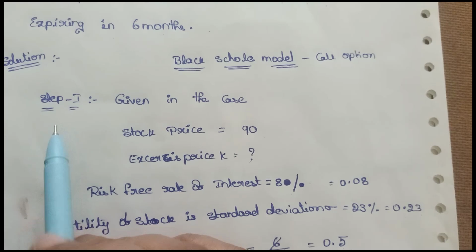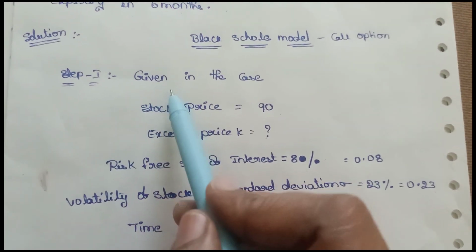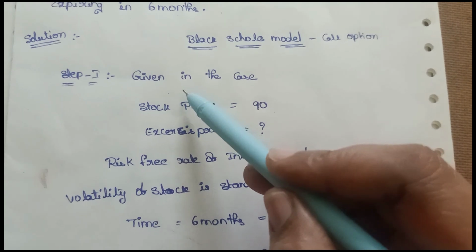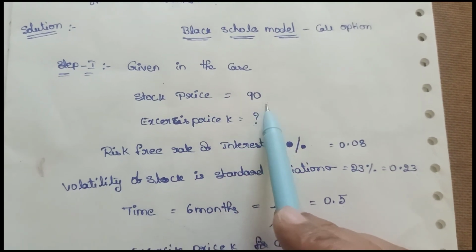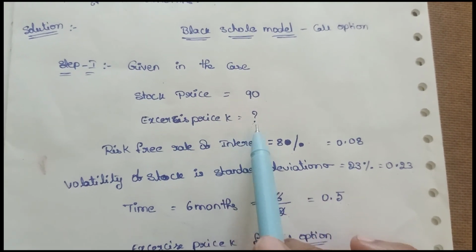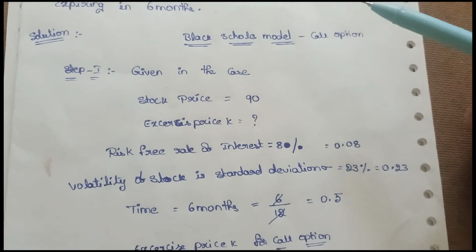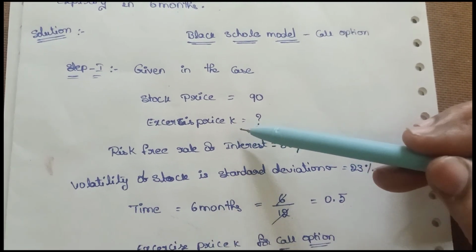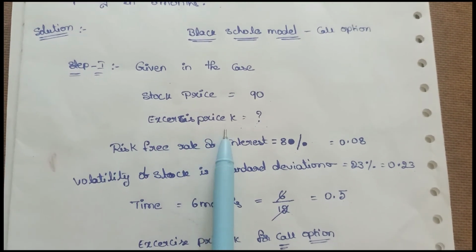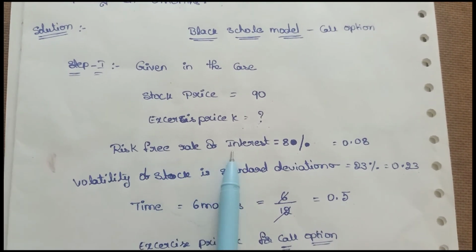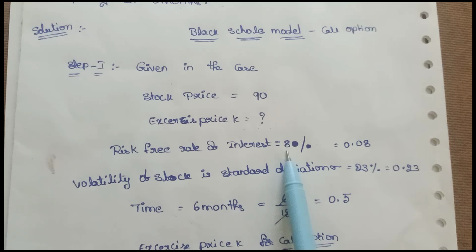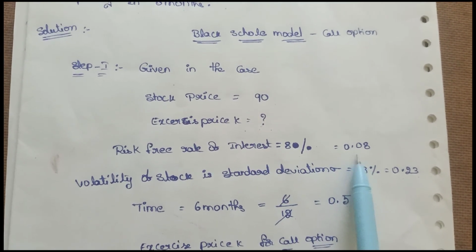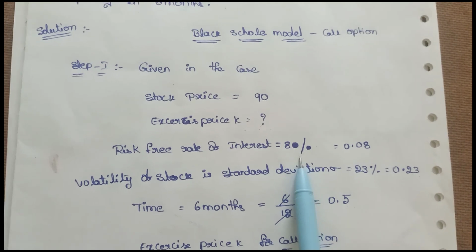Black-Scholes model, call option. Step 1: whatever they mention in the sum, we have to mention in step 1. In step 1, given in the case, the stock price is 90. The exercise price K we have to calculate. In the sum they didn't mention it, but there is a formula to calculate the exercise price K, the expected price or exercise price. The risk-free rate of interest is equal to 8%. This 8% can be converted into a decimal, which is 0.08.